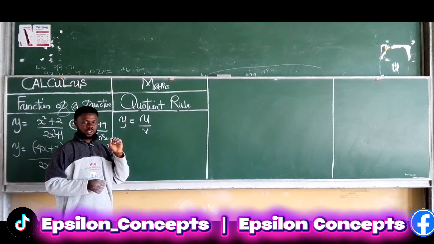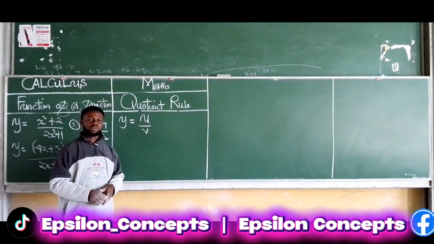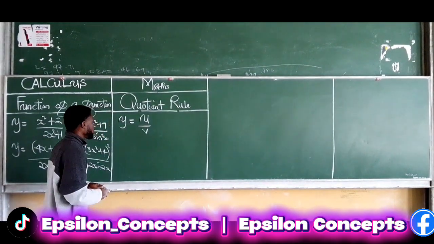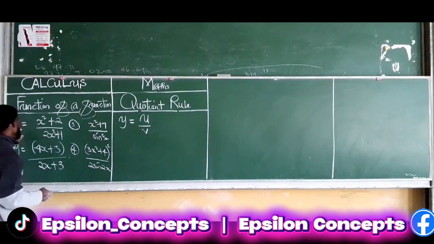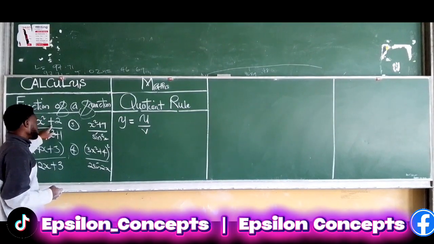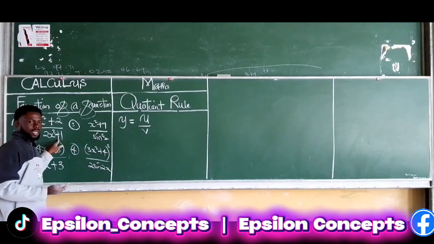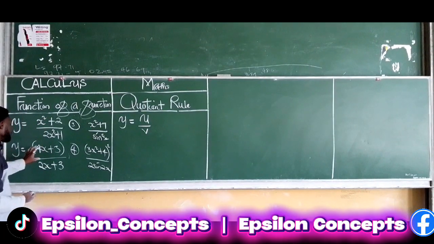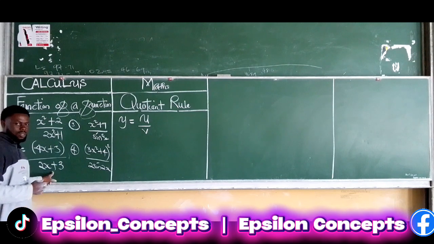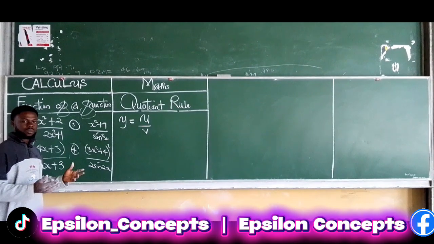The numerator is represented using the letter u, while the denominator is represented using the capital letter v, respectively. So, for example, in the first function on the board, where y is a function of x, the numerator becomes u, while the denominator becomes v. In the second example on the board, the numerator is u and the denominator is v. That means u is equal to 4x plus 3, and v is equal to 2x plus 3, and so on.